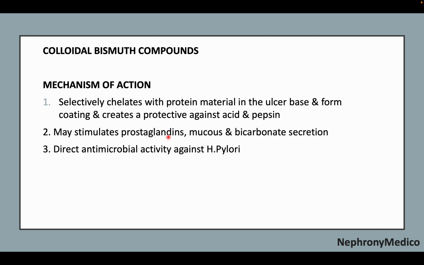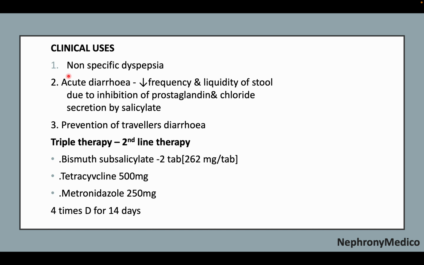It may stimulate prostaglandin, mucus, and bicarbonate secretion, and direct antimicrobial activity against H. pylori may be seen. Clinical uses: non-specific dyspepsia, and acute diarrhea, leading to reduced frequency and liquidity of stool due to inhibition of prostaglandin and chloride secretion by salicylate. Also the prevention of traveler's diarrhea.